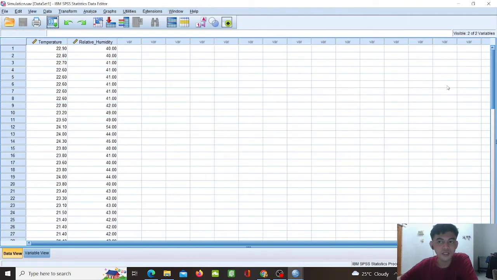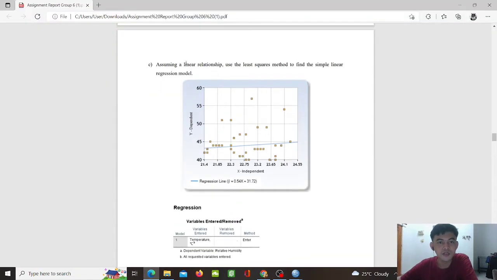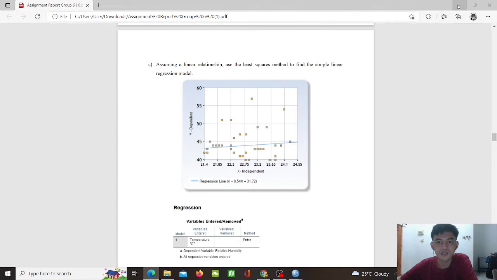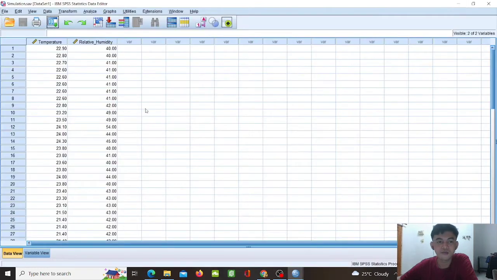As you can see, this is our SPSS software. I have inserted all the data into this table, with our independent value being temperature and dependent value being relative humidity. Our question is: assuming a linear relationship, use the least square method to find the simple linear regression model.